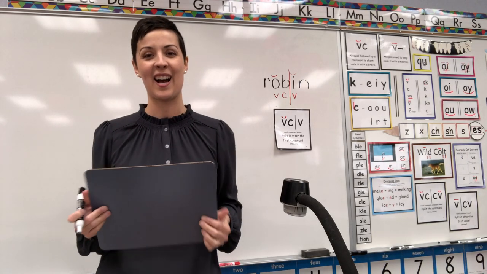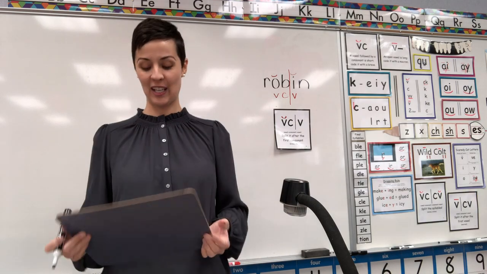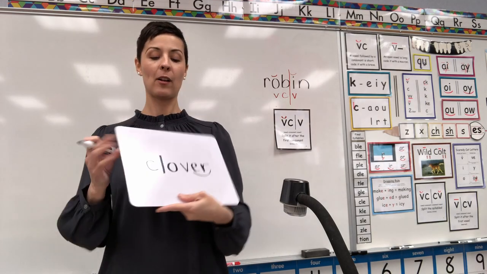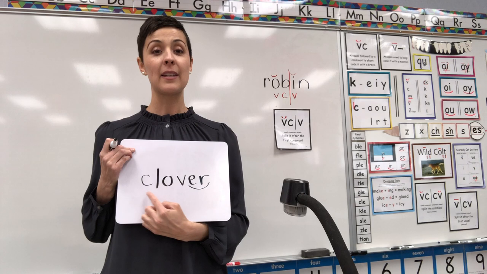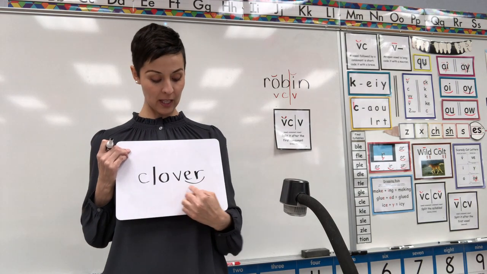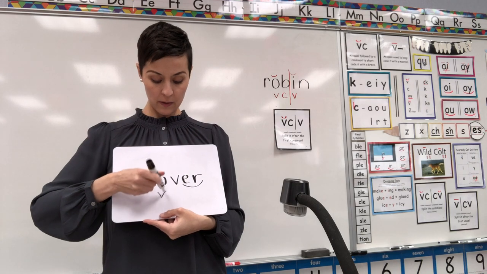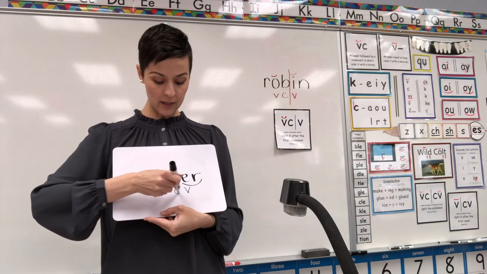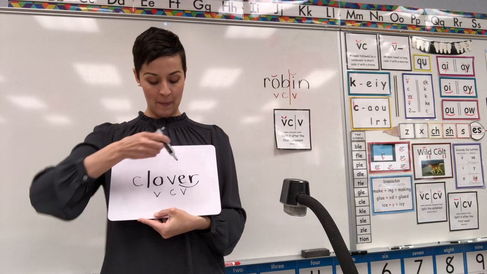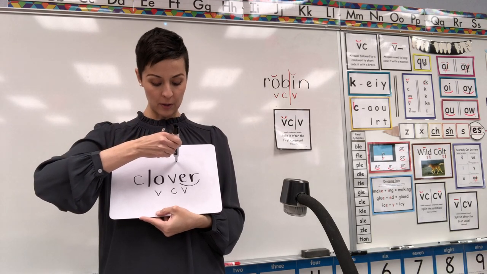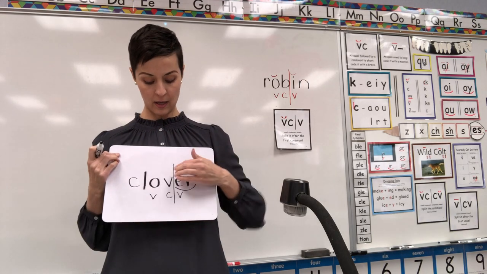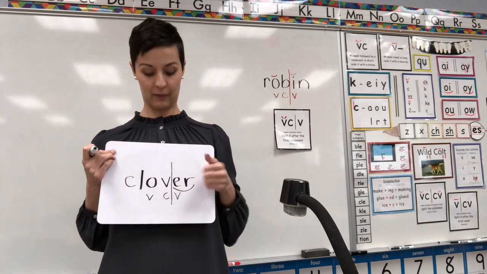Okay, I hope I tricked some of you. Let's check it. Clover should be spelled C-L-O-V-E-R, E-R says R at the end of the word. And then O is a vowel, E is a vowel, consonant, but if you split it after the first consonant, it would say clover.